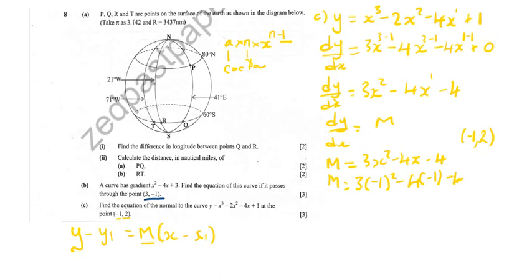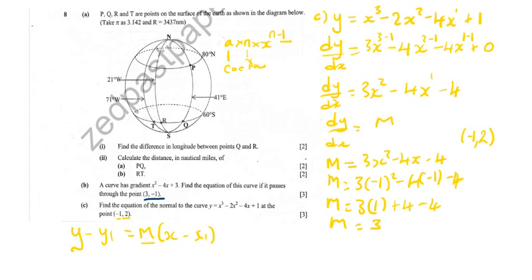So you say m is equal to 3 open bracket negative 1 to the power 2, it is just a 1 there, and then you have negative 4 multiplied by negative 1, it is positive 4, and then you're going to have negative 4 out there. And when you simplify this, m will be equal to 3, because 3 times 1 is just 3, and 4 minus 4 is just 0.